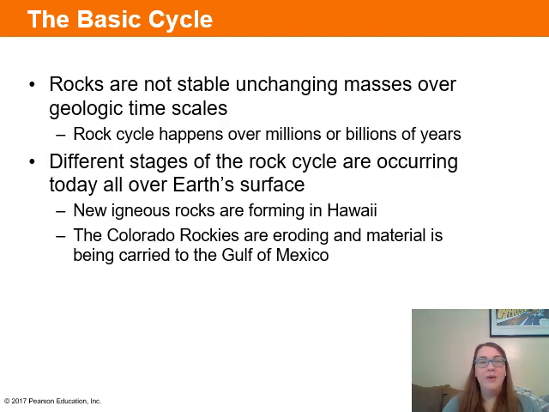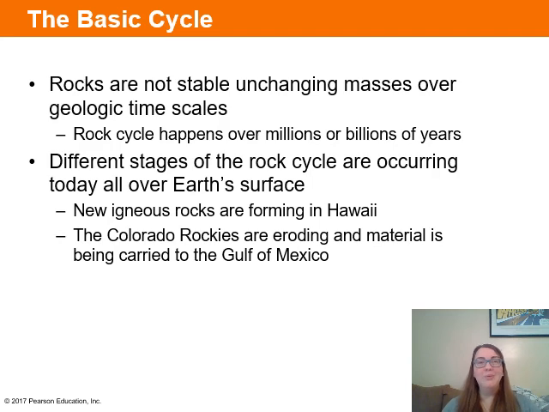We're also seeing that around the Gulf of Mexico, a lot of sedimentary rocks are forming. And this is because the Rocky Mountains in Colorado are being eroded. Those really nice sharp peaks in Colorado are constantly being eroded, where they're becoming rounder and rounder. And all of that broken off rock material is eventually going to be carried off into the Gulf of Mexico, where it's going to be deposited and then eventually glued together as a new sedimentary rock.